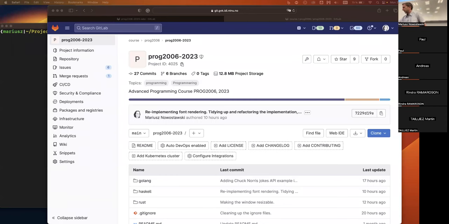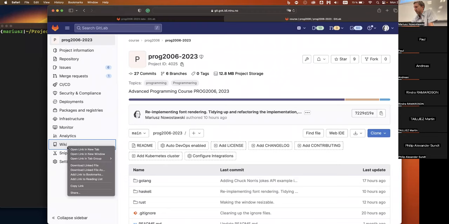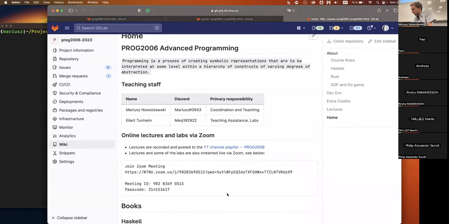So first, a couple of organizing things. I got some questions regarding some of the logistics of the course, so I prepared a little bit of explanation on the wiki. If you have any questions, of course, you should post them to the issue tracker, but hopefully those things will be explained here.